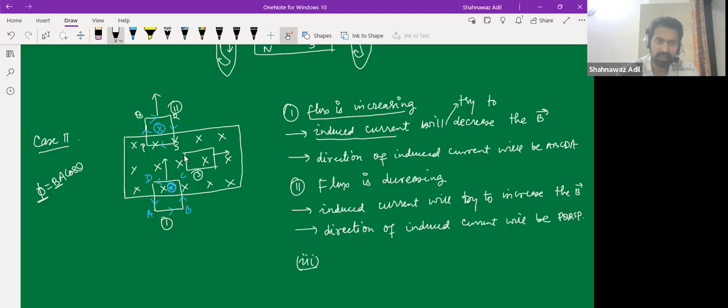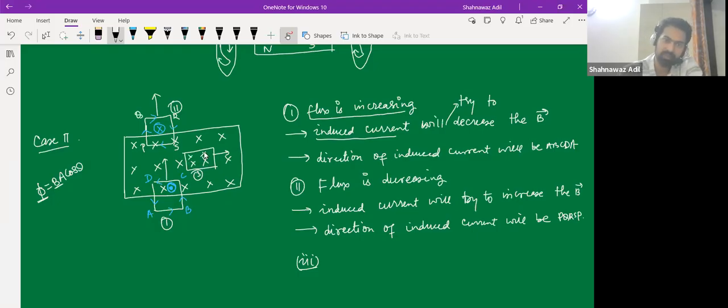So now, the third case. The loop is inside the magnetic field. Can you tell me whether the flux is changing, increasing or decreasing? What is happening with the flux? It is moving inside the magnetic field. Increasing? It is the same, right? Because the area is the same.